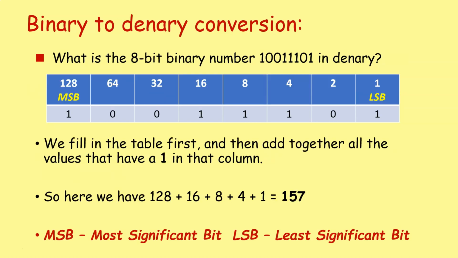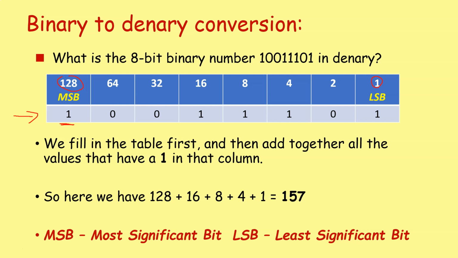So let's have a look at binary to denary conversion. What is the 8-bit binary number 10011101 in denary? Well, we write down our table with the values from 128 to 1, and then we just fill in all the ones and zeros in the right place, obviously making sure we do it in the correct order. So we've got our 10011101 in here. And then all we have to do is add together all the values that have a 1 in the column.